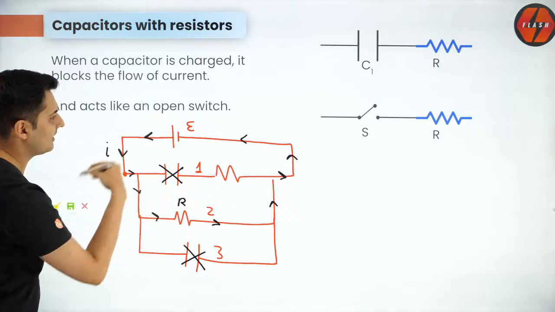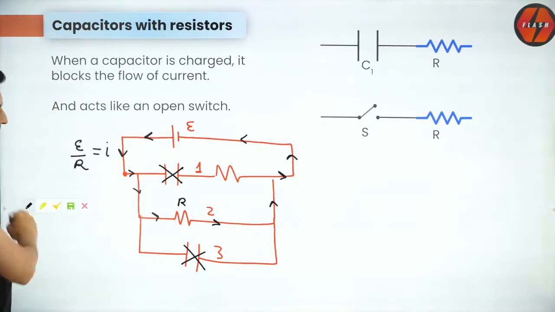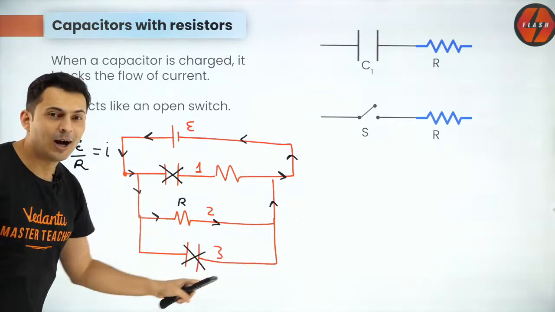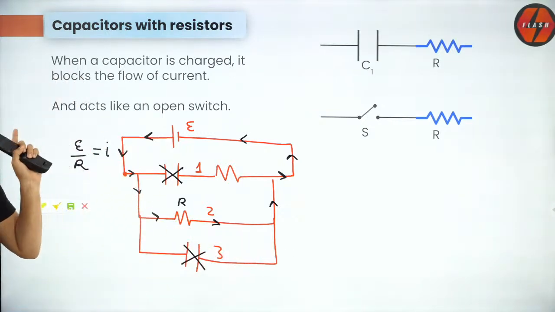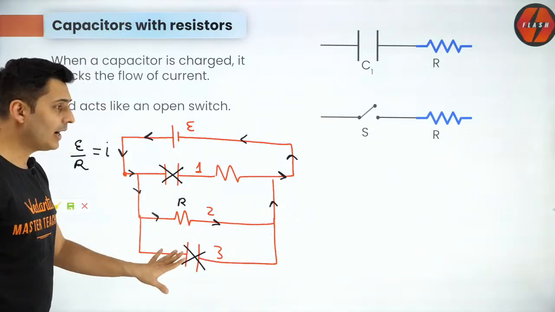Only one resistor in the circuit. So what will be the value of current? It will be just E by R. That's it. E by R. Nothing else. I hope this is clear.